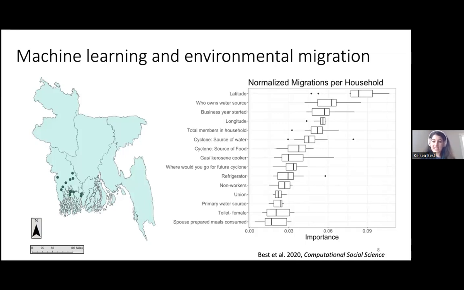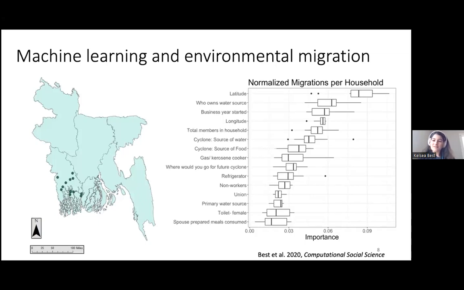So what this tells me is that things like latitude and longitude, even when controlling for the community itself, are very important. Experience with cyclones, and then a couple important variables that seem to indicate economic status, such as owning a business, owning a gas or kerosene cooker or a refrigerator.